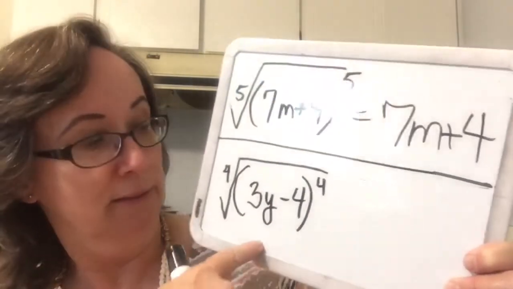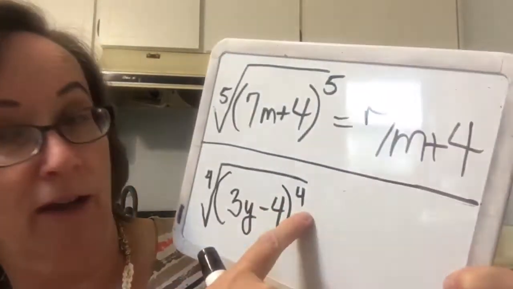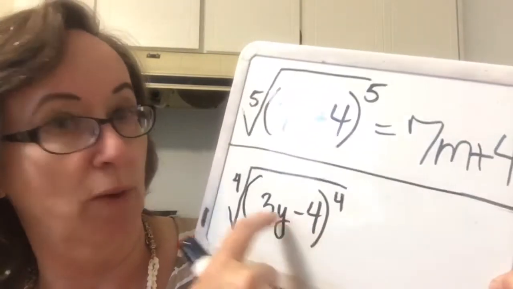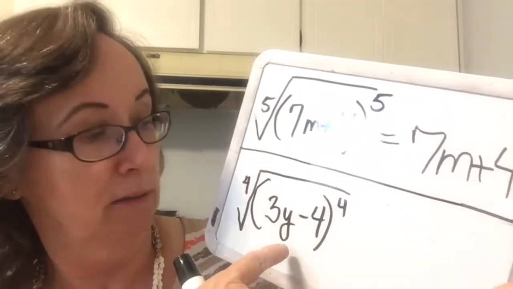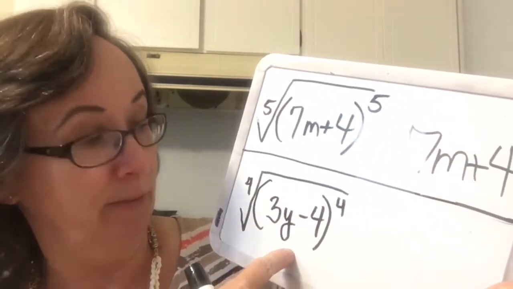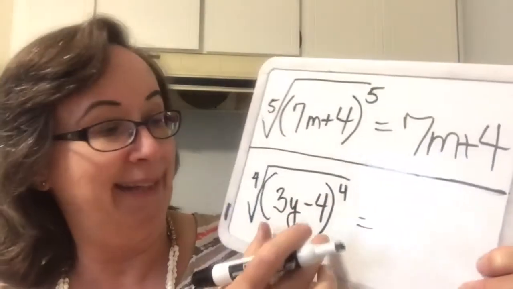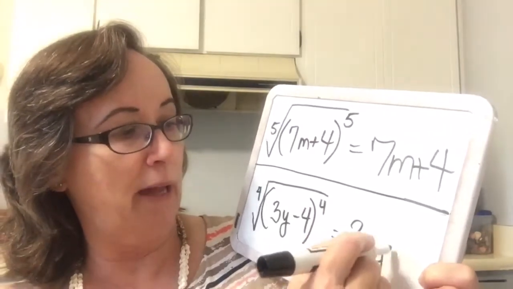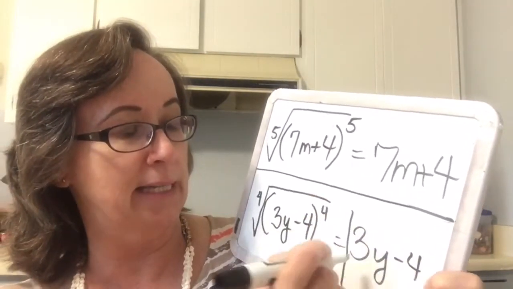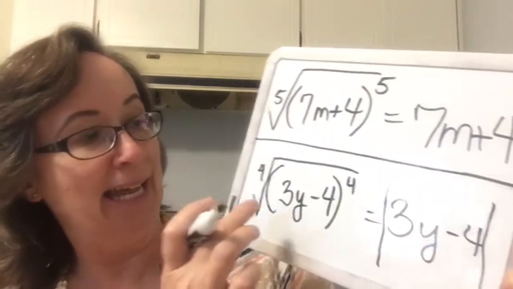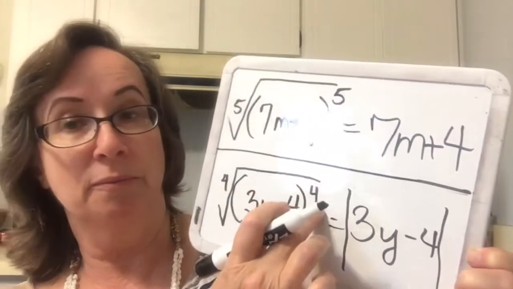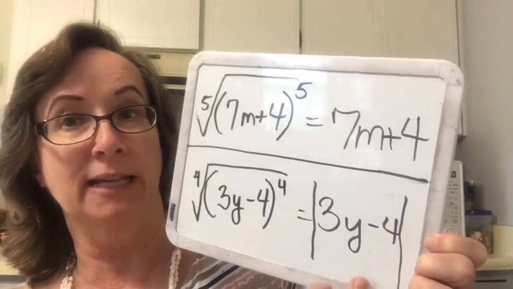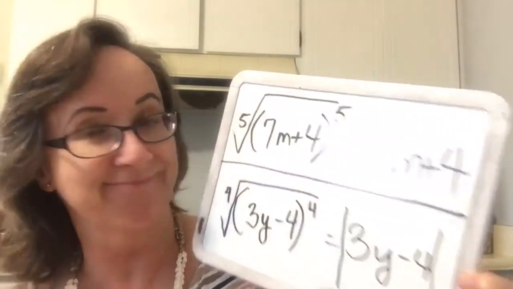This one, however, is a 4th root and a 4th power, so the 4th power will change whatever sign was already there, whether it's already positive or already negative. So we want the exact same thing out. So we're going to say 3y minus 4, but any negative sign would have been taken out with that 4. So we just make it all positive with an absolute value sign.